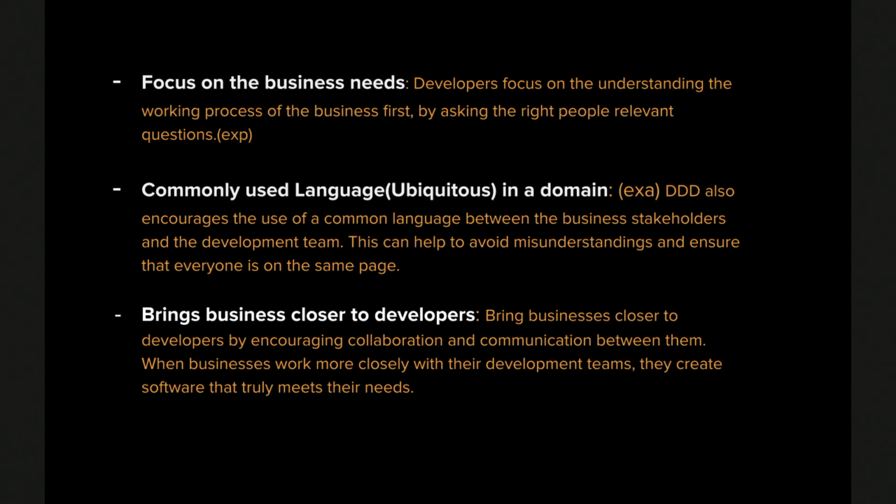Another goal is that DDD uses commonly used language. Most articles use the word ubiquitous. That term is very huge, really. Sometimes when we read that word, it's kind of overwhelming, it's scary. But the meaning is commonly used language in a domain. So one thing domain-driven design does is it encourages developers to use common language across the organization, across departments in the organization, not just developers, but other departments, sales department, finance department. They all use one language, even right down to the code developers write.